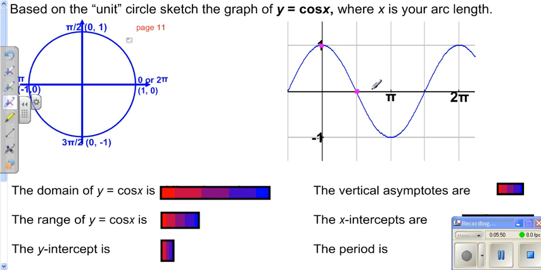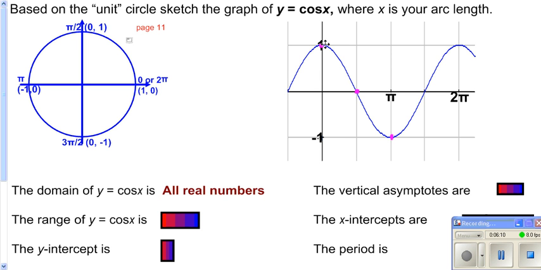So you go all the way over to pi, whatever the x-coordinate on the unit circle was, that's what we go here. If you would connect all those points and do that for all the points, you would get this blue graph. Once again, our cosine function is always continuous. We've talked about that before. We have no vertical asymptotes as you look at your graph here, so there are none.